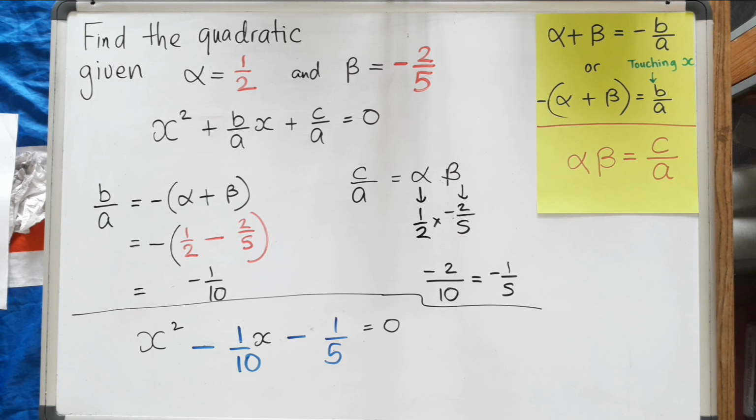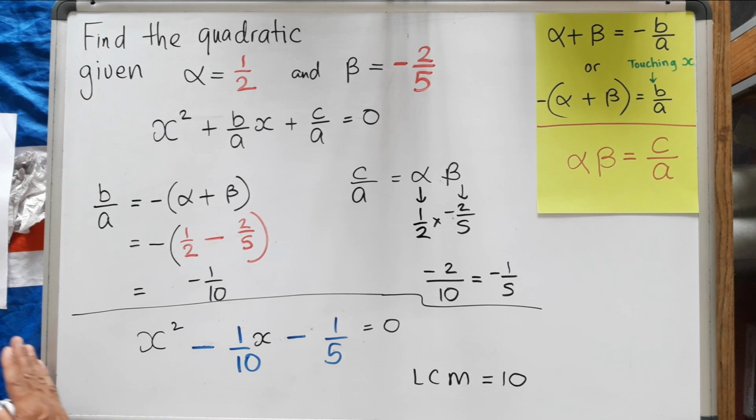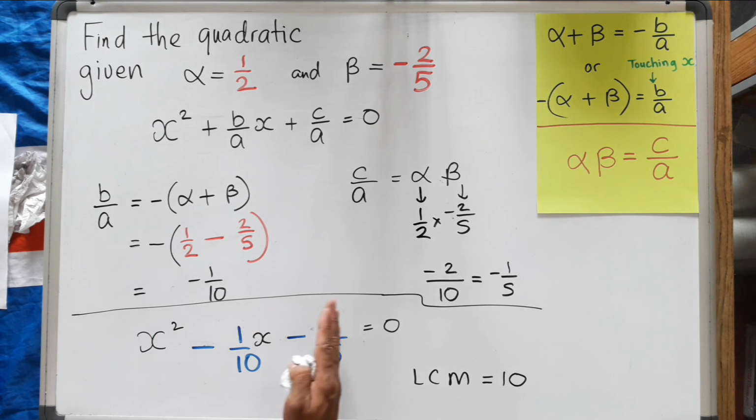Now, while this is correct-ish, that's the term I'll use, whenever we end up with fractions and we have denominators, we need to get rid of them to get the full marks in the exam. So here's what you do. You look at all the denominators. We have two denominators, 10 and 5. And all you need to do is find the LCM. The LCM of 10 and 5 is obviously 10.